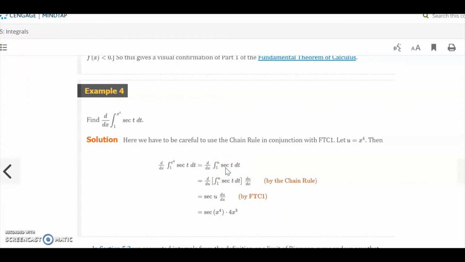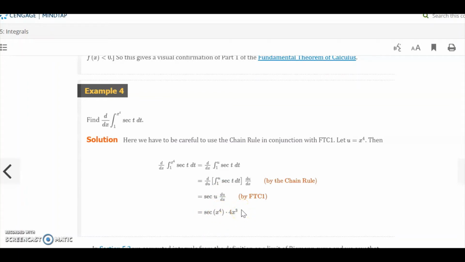So we're taking the derivative of this function right here, and we can use the fundamental theorem of calculus. So we have the derivative, but then we have to take the derivative of the inside function. So we're using the fundamental theorem by just plugging in u. So we have secant u, but we have the derivative of u. So we have secant x to the fourth times 4x to the third.